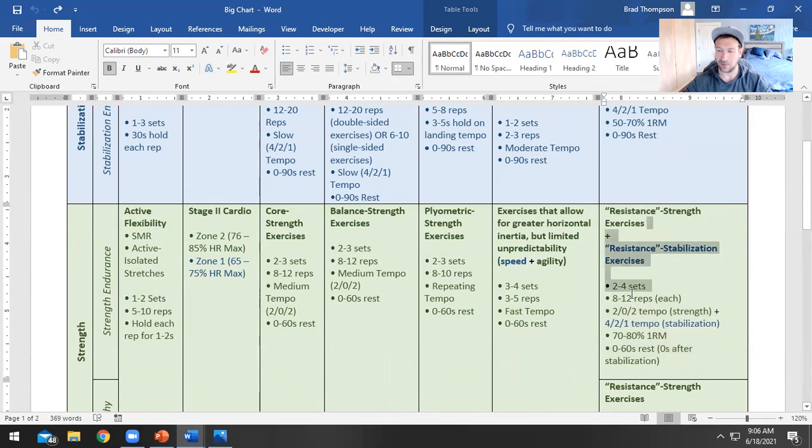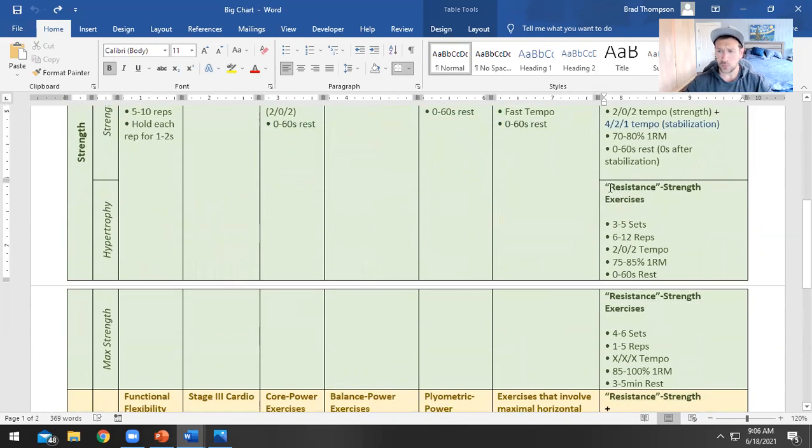This is probably the highest amount of overall training volume that you are going to see in the OPT model in general. And that makes a lot of sense because it's all about endurance. So endurance requires lots of repetitions. Then we've got clients who are in the strength level, right? They're going to get resistance strength exercises. They're going to do about 3 to 5 sets, and about 6 to 12 repetitions. So that's a bare minimum of 18. That's actually our highest minimum so far, up to about 60 repetitions.